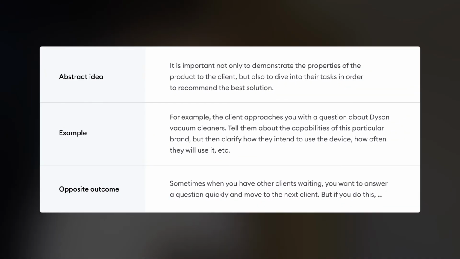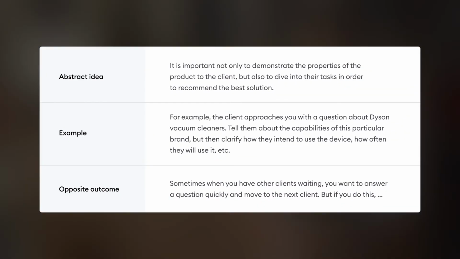But if you enhance this abstract idea with a couple of examples to illustrate possible outcomes, it immediately becomes a practical technique that sales reps can apply to their work. Here's how it works. When an abstract idea is supported by an example and an opposite outcome, it gives the learner a clear understanding of the situation and possible consequences.